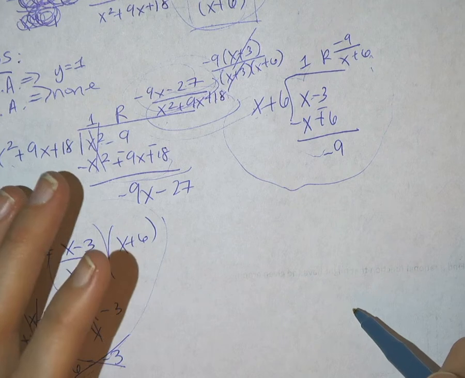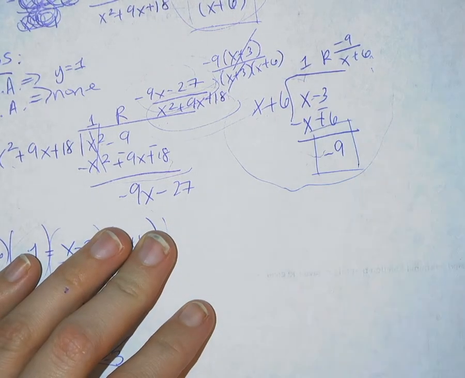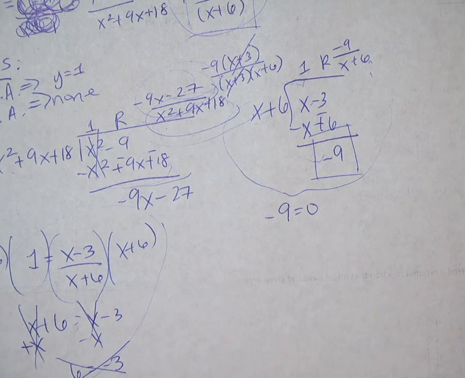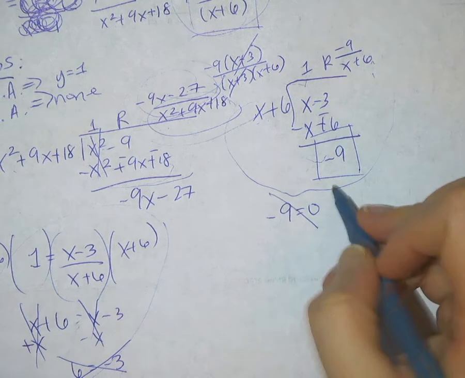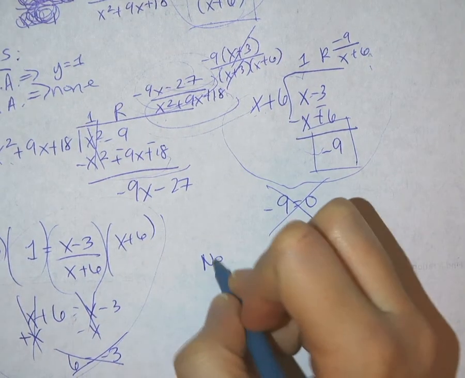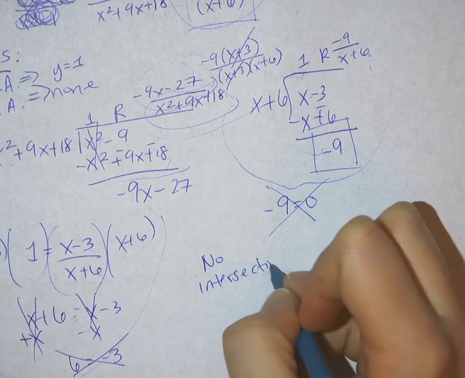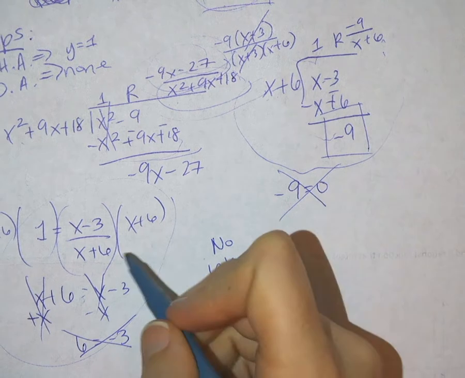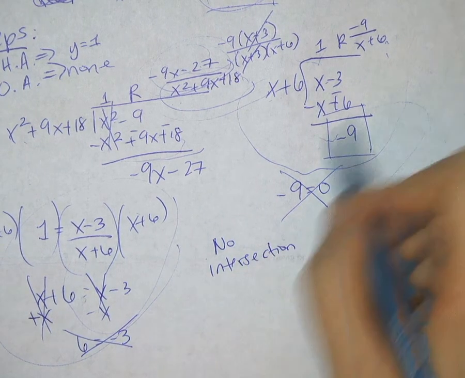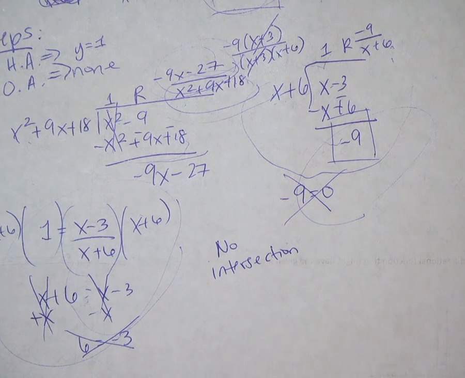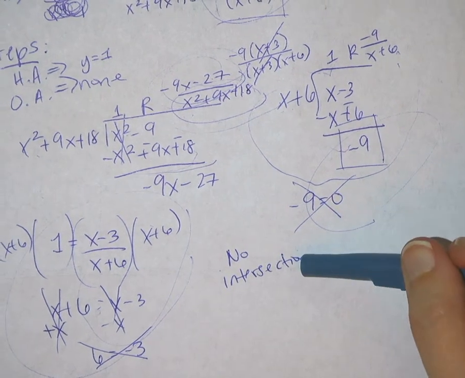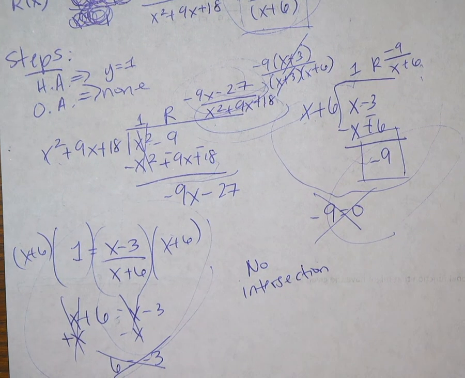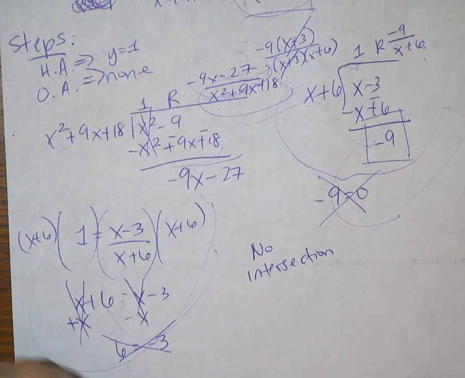We could also, from what we saw before, set our remainder equal to 0. So over here I can say, can negative 9 ever equal 0? Not going to happen. No intersection. So again, either method you would like to use, both are sufficient. This one's a little bit more conceptual. Same idea. Okay, so we know that there is no intersection of my horizontal asymptote y equals 1. Okay, good. Moving on to step 6.